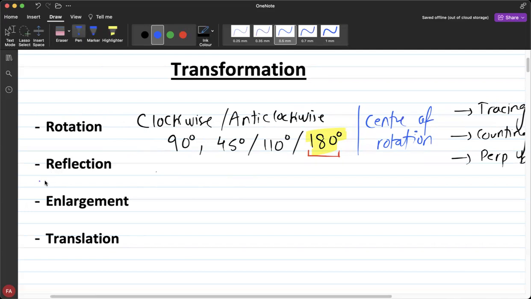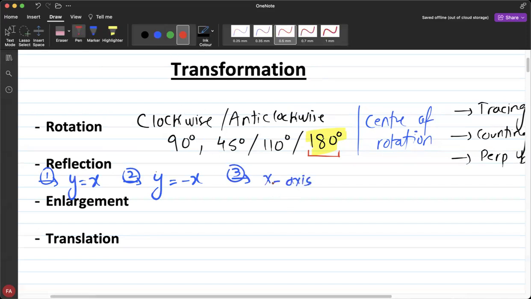So the first one will be the reflection along the line y is equal to x. The second reflection is something that is along the line y is equal to minus x. The third reflection is something that is about the x-axis. Now, this is something that you should be careful about. When I say reflection is about the x-axis, it has the same meaning as saying y is equal to 0.